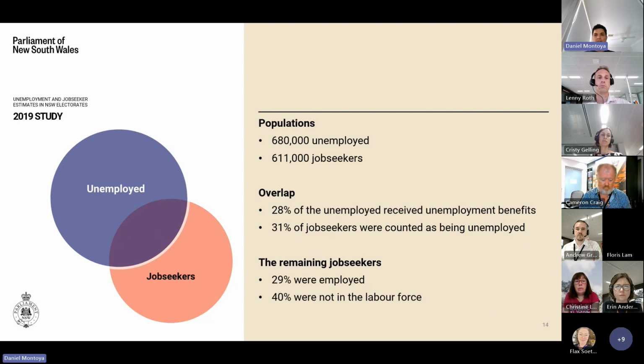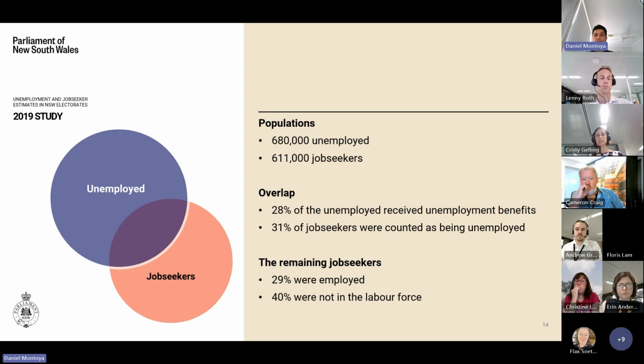In 2019, the Commonwealth Parliamentary Library analysed an ABS survey to identify the overlap. The number of unemployed and job seekers in Australia at the time was quite similar, at 680,000 and 611,000 respectively. Of all the people defined as unemployed, only 28% were receiving unemployment benefits. And of the people receiving unemployment benefits, only 31% were counted as being unemployed by the ABS.